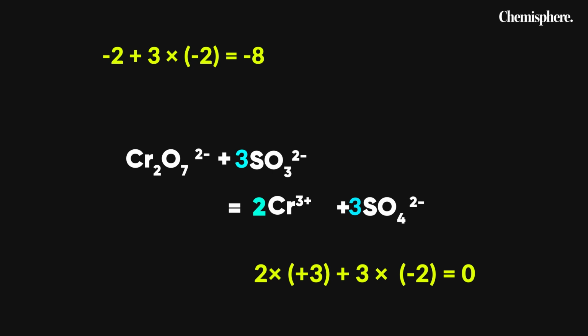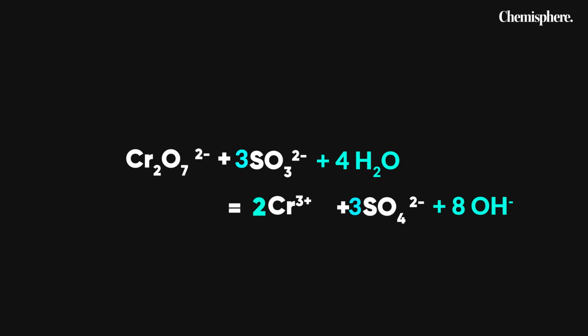So to balance that, we add OH- to the other side, which is 8 OH-, and whatever amount of OH- you add to the other side, half of that has to be added on the other side, which means 4 H2O has to be added on the other side. And that's it. The reaction is already balanced here.